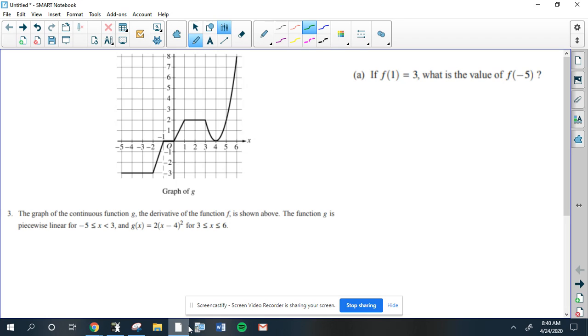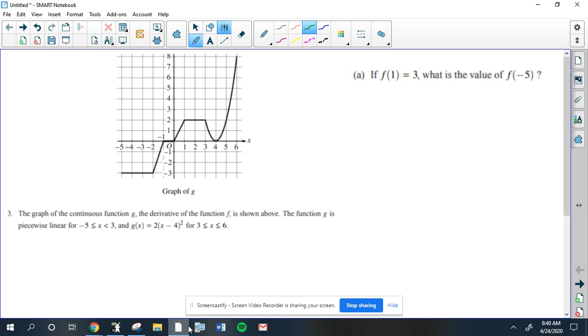This is the graph of g. So the first thing you want to do is make sure you understand that this is the regular function g. A lot of times it'll give you the derivative graph, so you have to keep that in mind. This is just the regular graph of g. They give you all this information about it.